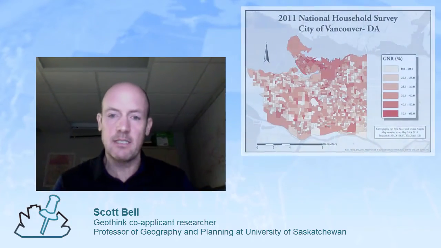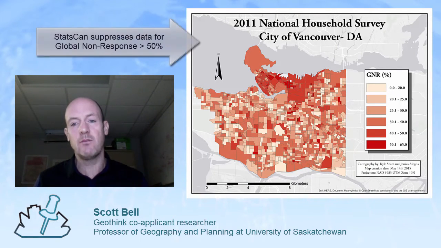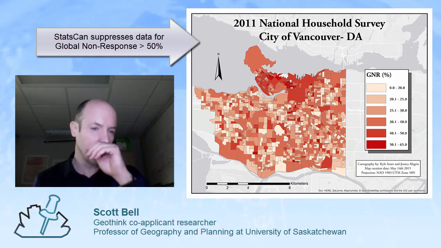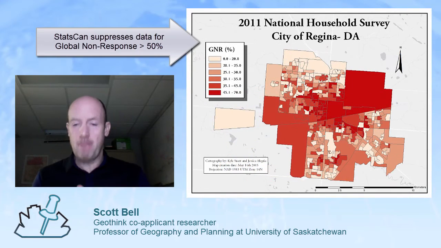And what we were finding consistently is that higher rates of social deprivation were positively correlated with or predicted global non-response. So where poverty is greater, where there is a greater percentage of the population that's new immigrant, where there is greater unemployment, lower education, and percent Aboriginal, we were finding higher global non-response rates.